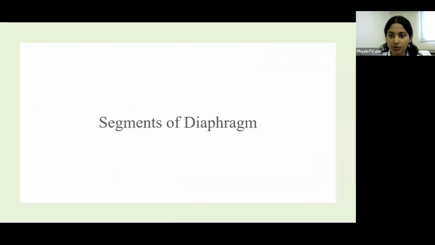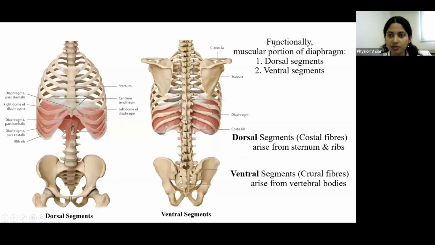So now let's look at the different segments of diaphragm. Broadly speaking, functionally, the muscular portion of the diaphragm is divided into dorsal segments and the ventral segments. So dorsal segments, as the name suggests, when a subject is standing upright, these structures lie anteriorly, and then there are the ventral segments which lie relatively posteriorly to the dorsal segments.